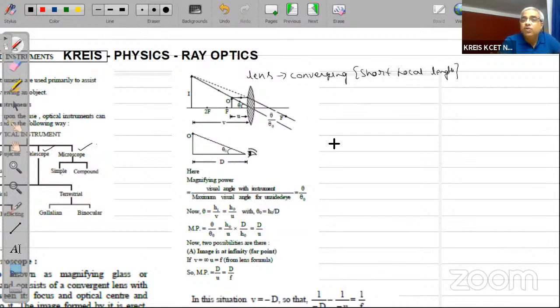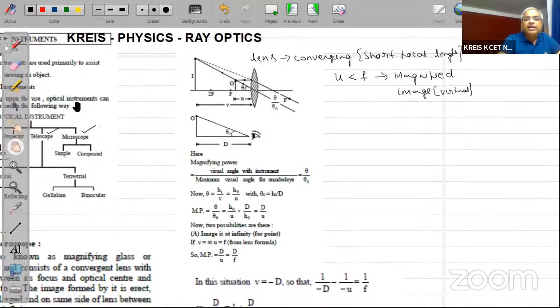Okay, here there are a few points we will try to actually worry about. See, if I keep an object in front of this lens in such a way that the object distance is less than the focal length, then what do we get? We'll get a magnified image, and that image, students, will be a virtual image. Right? A virtual image. Now this virtual image that is formed will form an angle at this particular point. Let us call that angle theta.